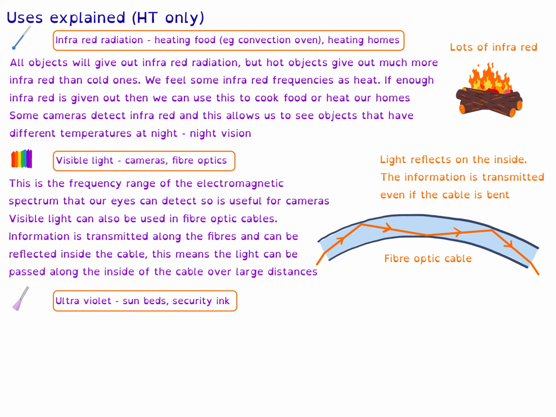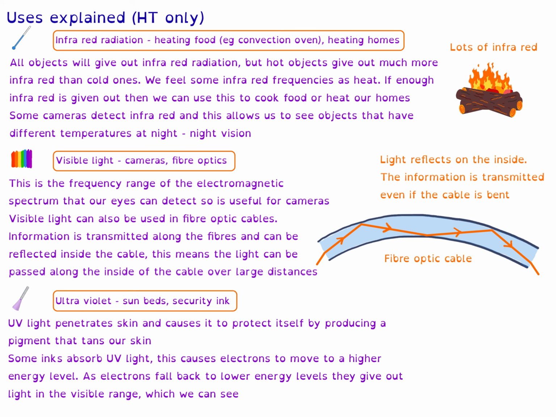Ultraviolet. This is used for sunbeds and security ink. UV light penetrates our skin and causes it to protect itself by producing a pigment that tans our skin. Some inks absorb ultraviolet light, and this causes the electrons to move to a higher energy level. As electrons fall back down to lower energy levels, they give out light in the visible range, which we can see.